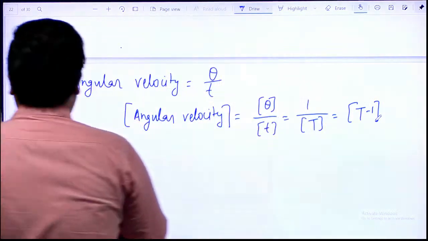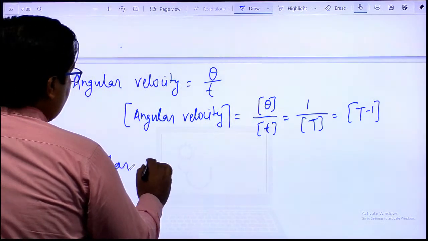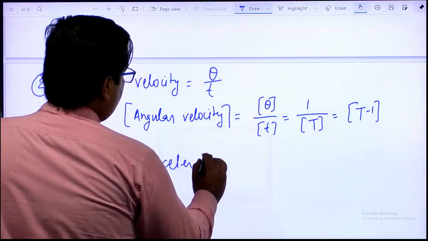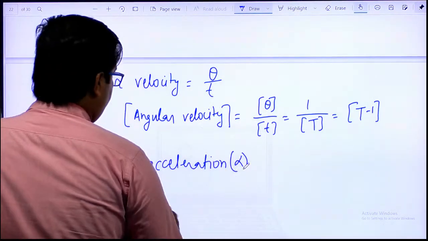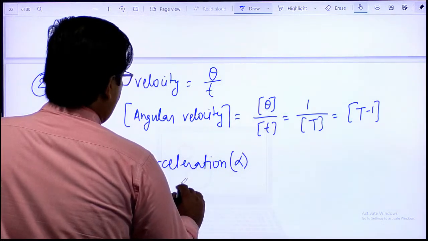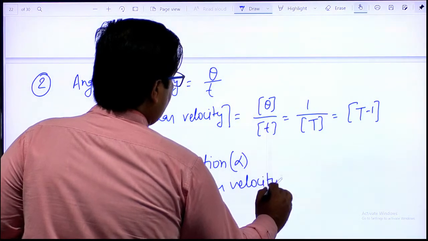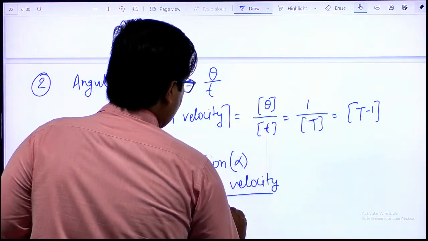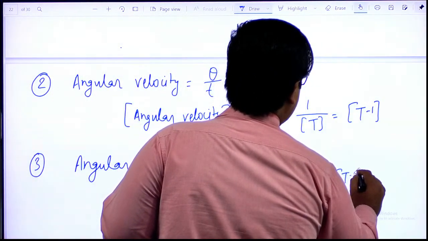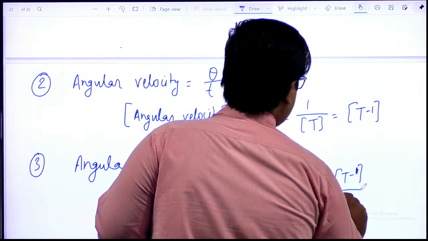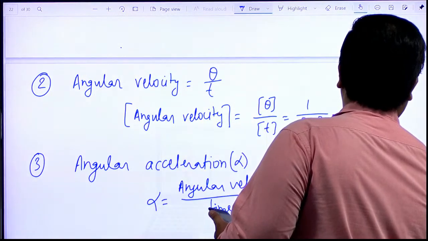The third one is angular acceleration. We represent it as alpha. So alpha is angular velocity by time, and the dimension of alpha: angular velocity has dimension T to the power minus 1, and this is T, so this is equal to T to the power minus 2.